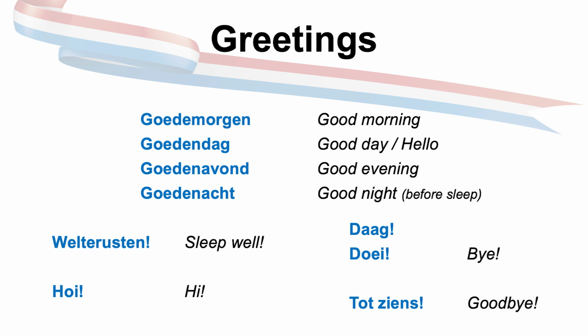Another way to wish someone to sleep well is to say wel te rusten. A more casual way to say hello is hoi. There are also a couple of different ways to say goodbye or bye. These include dag and doei. Also tot ziens, which means something like until our next meeting.